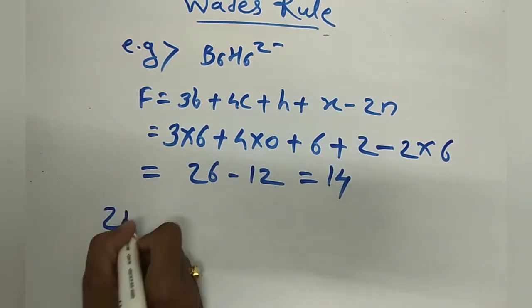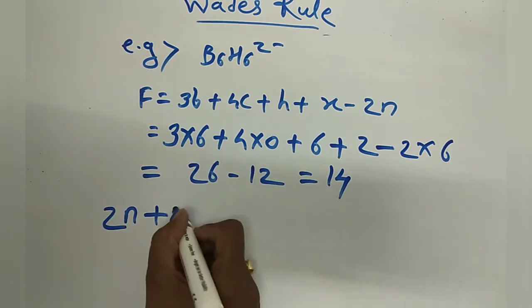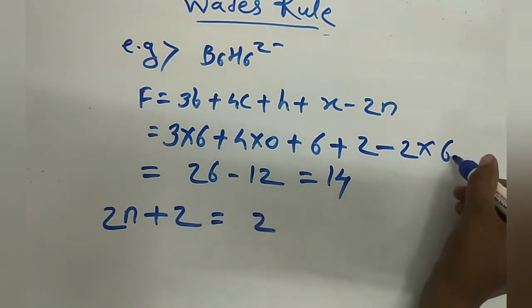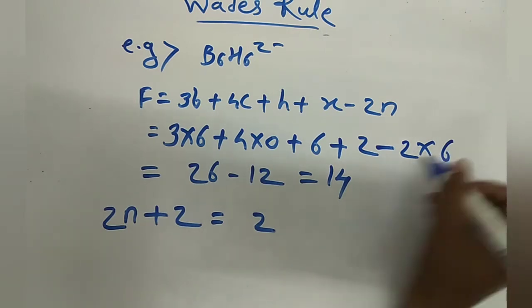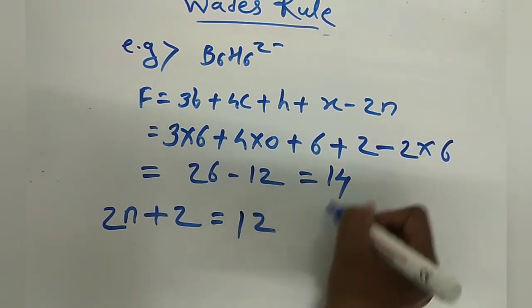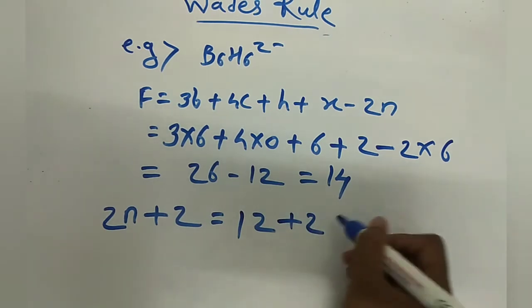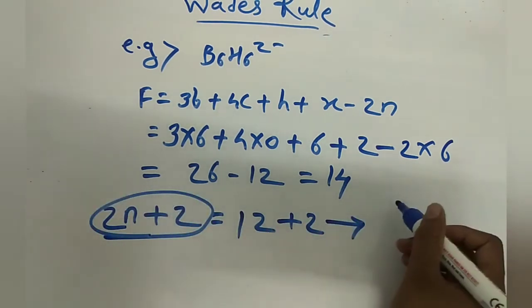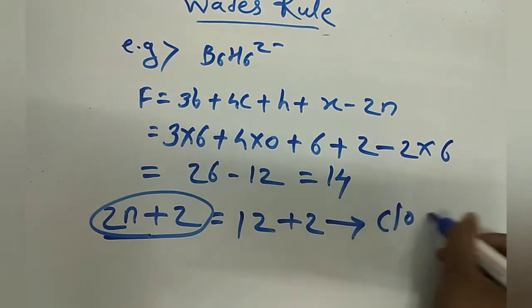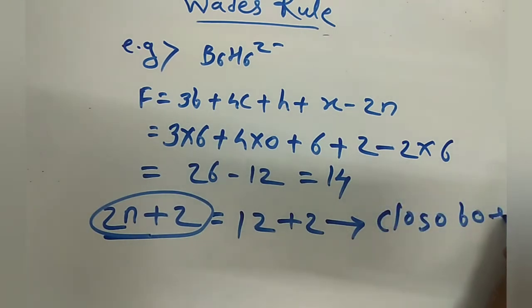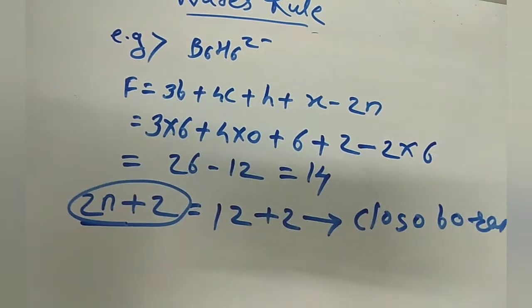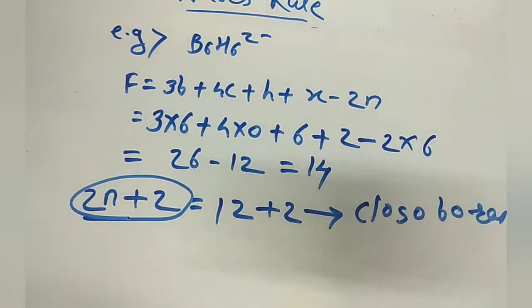Okay, when we are applying the rule 2n plus 2, here we are getting the 2n, 6 into 2, how many is it? 12. To get the 14 we have to add 2 electrons, and therefore we are considering the 2n plus 2 rule, and we are getting the closoborane. So this is the first example of the Wade's rule.